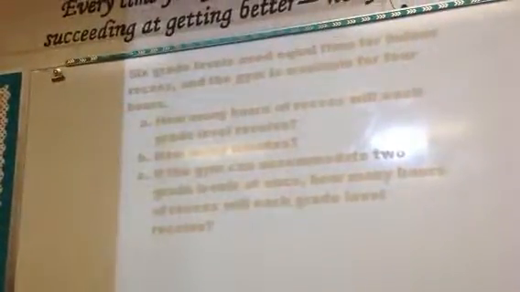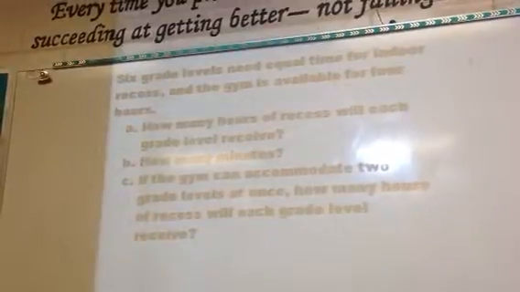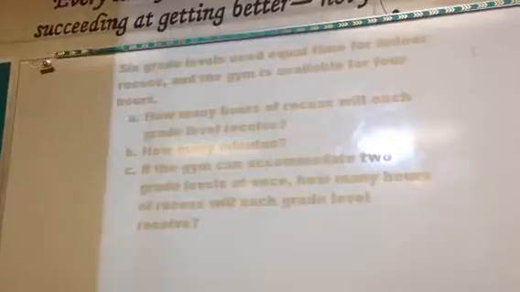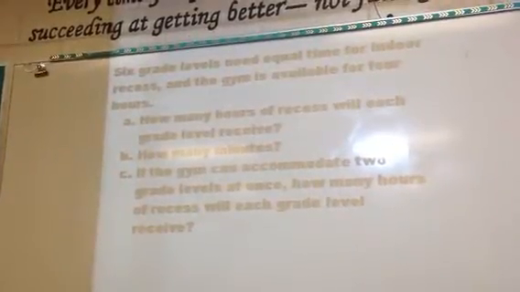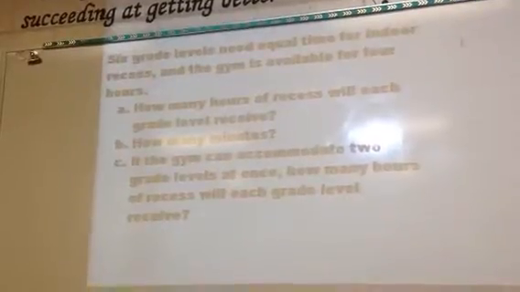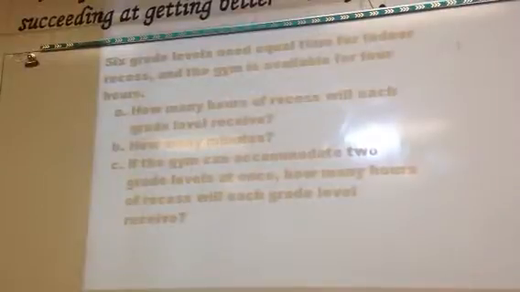Six grade levels need equal time for indoor recess, and the gym is available for 4 hours. When it says needs equal time, what operation should be going in y'all's mind? Okay, you're going to add the number of classes to the number of recesses. It is division. Please keep in mind that you cannot add unlike things together.